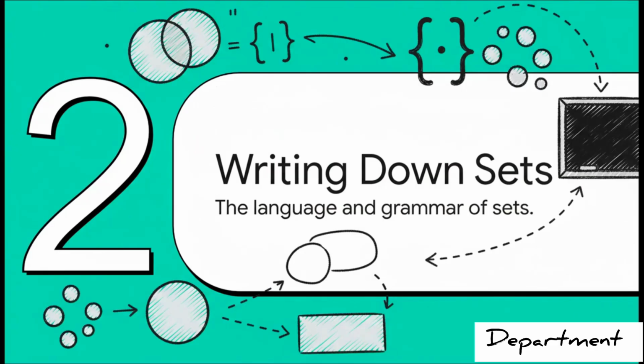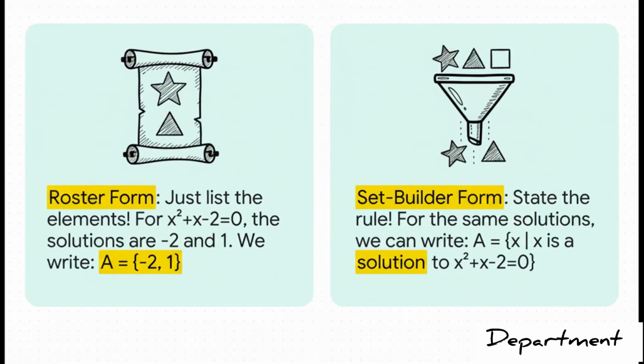Okay, so we got a handle on what a set is. Now, how do we actually write one down? Well, there are 2 main ways to do it. First up, you've got roster form, and honestly, it's just a list. You literally list out every single member of the set. For that equation on the screen, the solutions are -2 and 1, so we just write them out inside the curly braces. Easy.